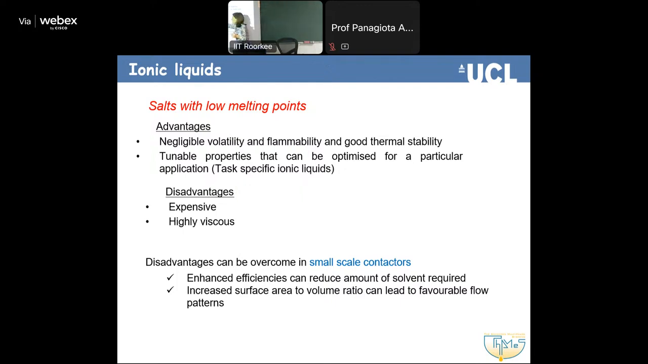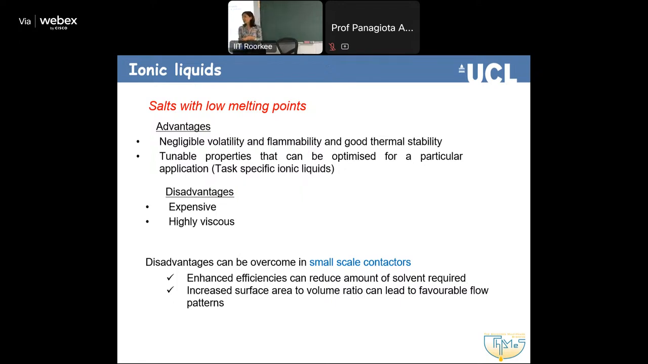They have some disadvantages. They are expensive, at least so far, and they tend to be viscous compared to traditional organic solvents. So by using small channels, we could perhaps alleviate or go some way into meeting these challenges. The first thing is that because we intensify the process, we can reduce the amount of solvent we're using. So the cost might not be as significant. And because we can play with the flow patterns, there is a possibility to reduce this effect of viscosity.